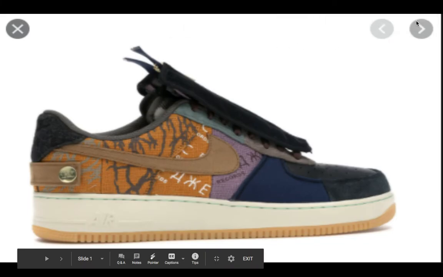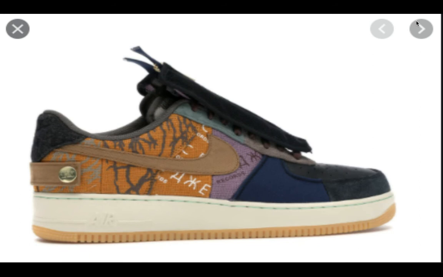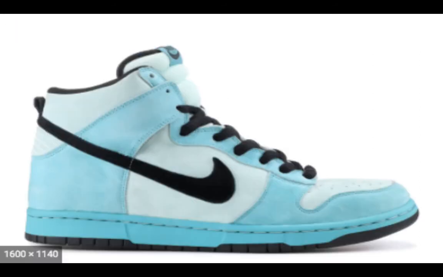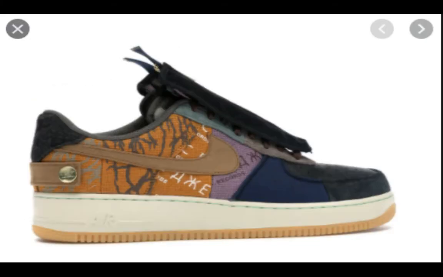So I'm thinking about buying a pair of shoes. I'm stuck in between this pair of shoes and this pair of shoes. So if you had to pick between which shoes to buy, which one would you pick? Would you pick this one or would you pick this one?